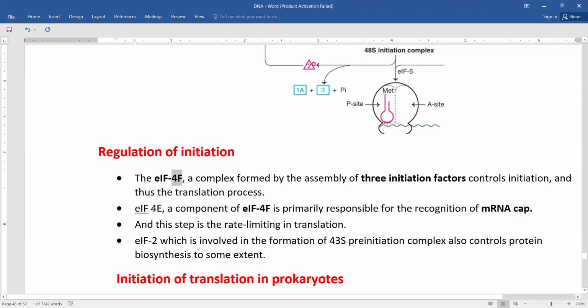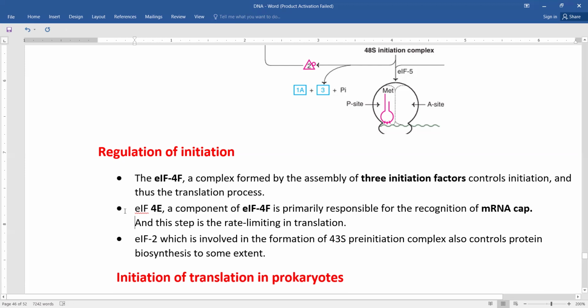అందులో ఒక ఫ్యాక్టర్ ఏంటి? 4E. ఈ 4E ఏం చేస్తుంది? యాక్చువల్లీ ఈ 4F వెళ్ళి ఎక్కడ బైండ్ అవుతుంది అంటే ఇక్కడ 5' క్యాప్ బైండ్ అవుతుంది. అలా బైండ్ అవ్వడంలో స్పెసిఫిక్గా ఏ కాంపోనెంట్ హెల్ప్ చేస్తుంది అంటే 4E అనేది హెల్ప్ చేస్తుంది. సో దిస్ ఈస్ వెరీ వెరీ ఇంపార్టెంట్ రేట్ లిమిటింగ్ factor in translation.